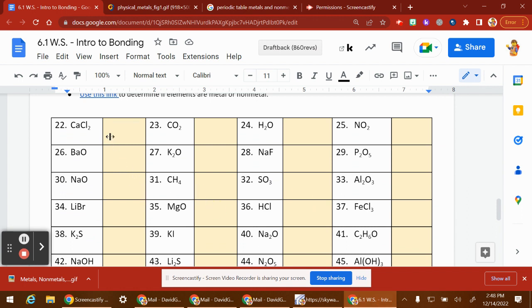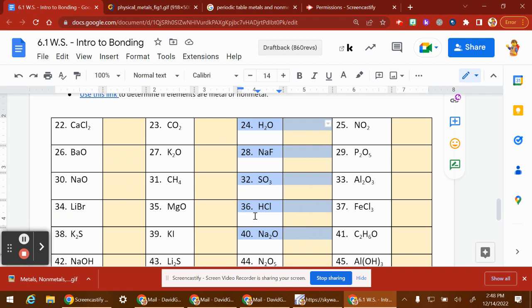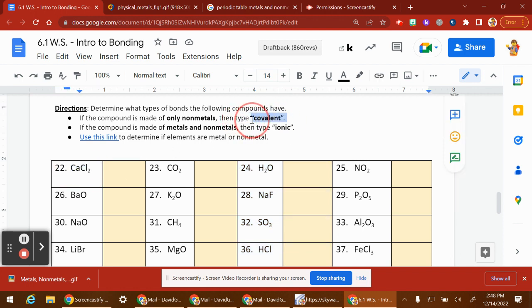Now, I tasked you to do the even questions, all right? So basically just go down this first column and then you go down this column. Now, the question here is, what type of bond is being made between these atoms here? There's two types we learned about, covalent and ionic. Covalent bonds are the result of nonmetals coming together and sharing electrons. Ionic bond is the result of metals and nonmetals coming together, with metals losing electrons and nonmetals gaining them.